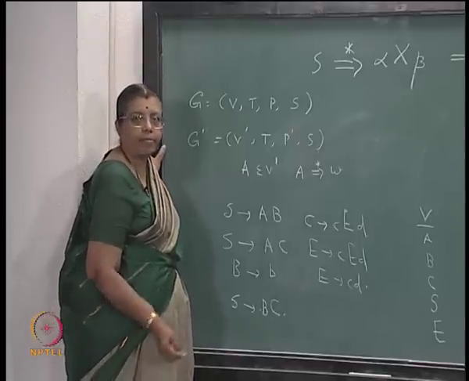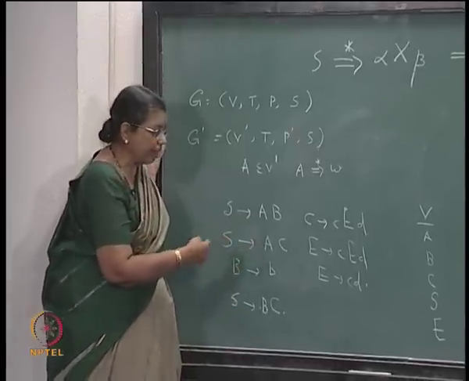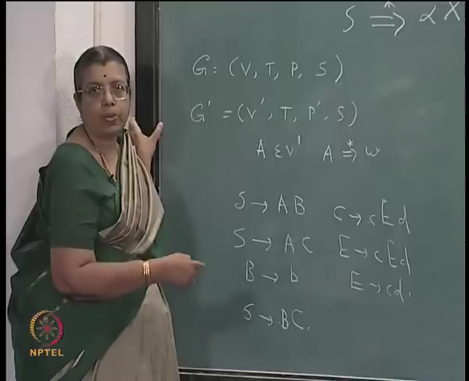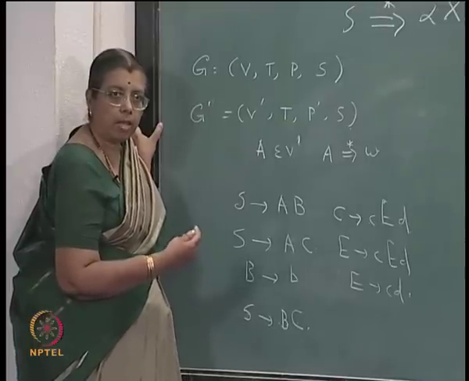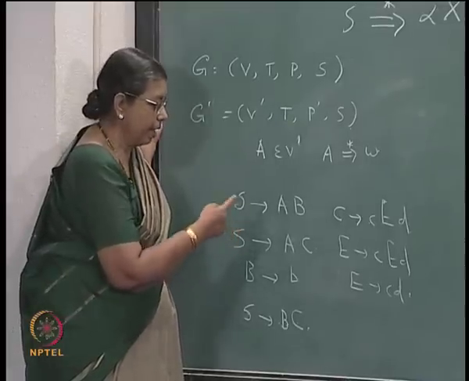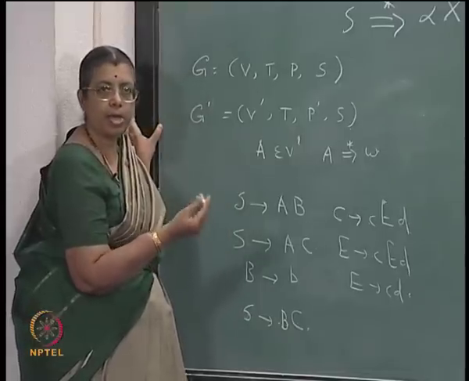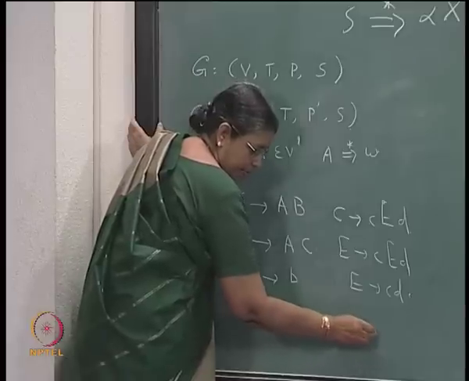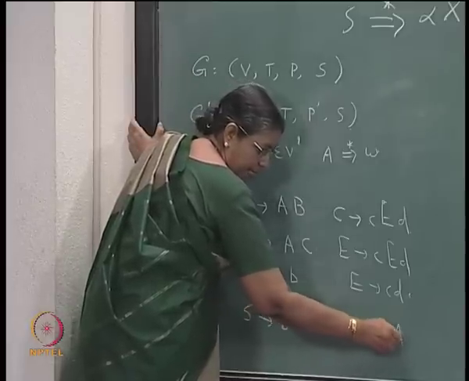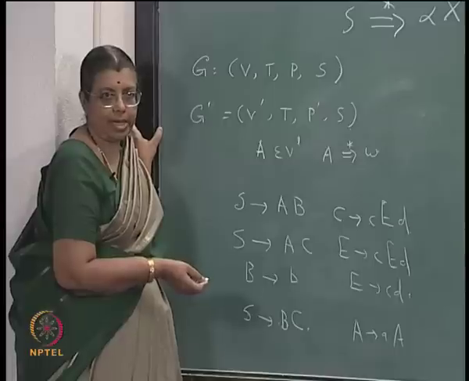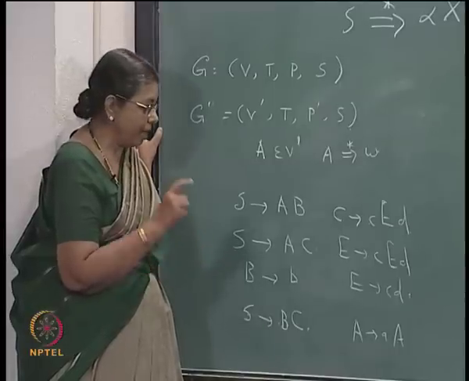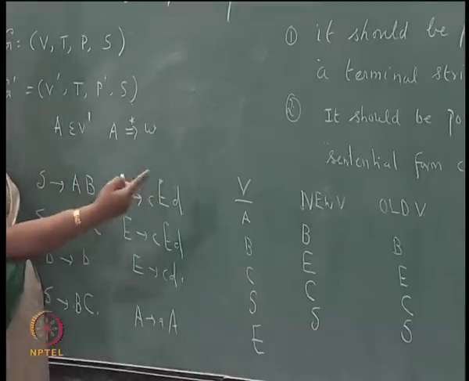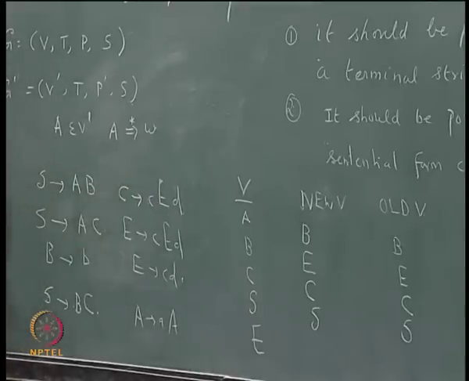because A is not on the left hand side. So, it is not possible to derive any terminal string from A. Even if you have something like A goes to say AA, it is not leading to a terminal string, right. So, A will not be included. So, at this stage old V becomes equal to new V. So, these are the symbols.